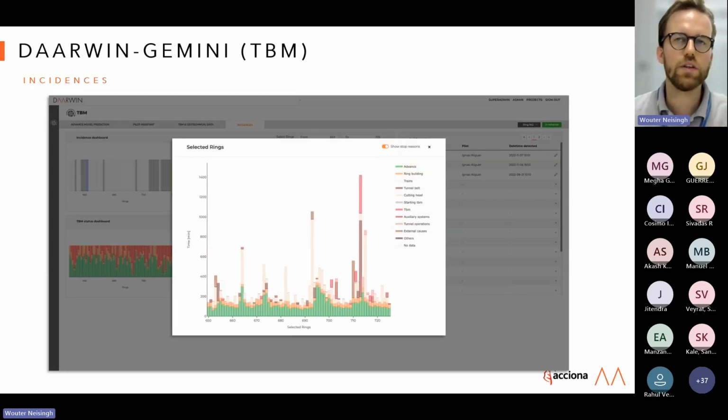This representation tells you more about the time needed per ring. So for instance, around ring 715, you clearly see lots of delay. Therefore, it's important to know if that was foreseen, what the underlying causes were, and if it can be prevented or mitigated in the future.